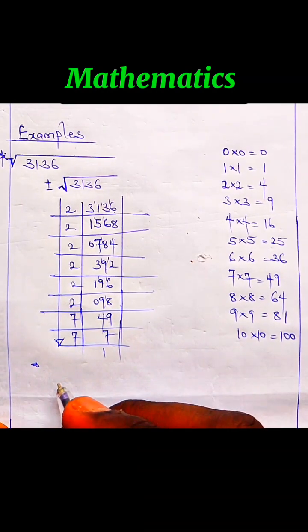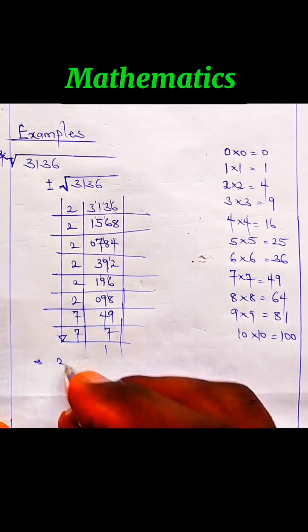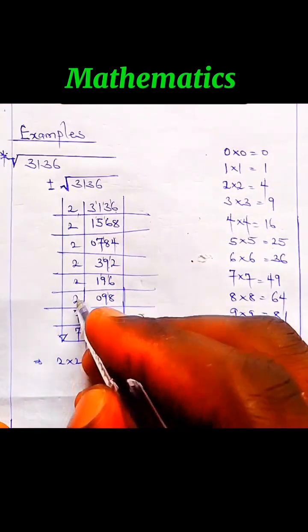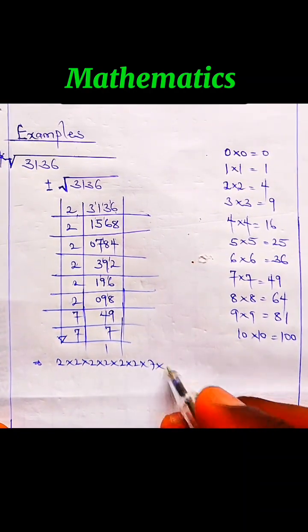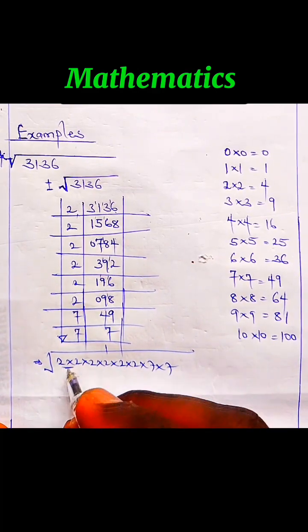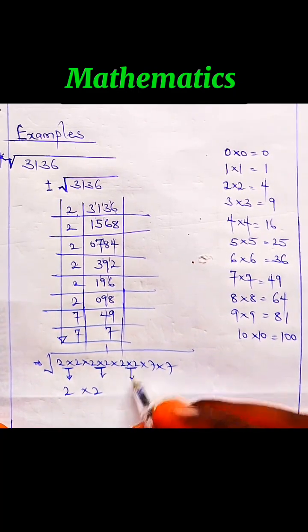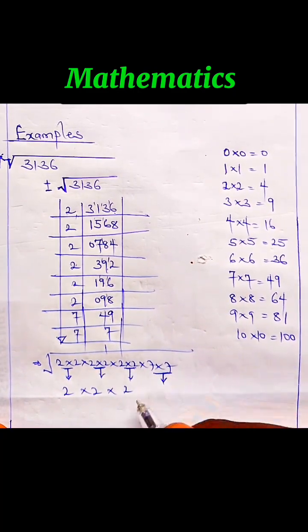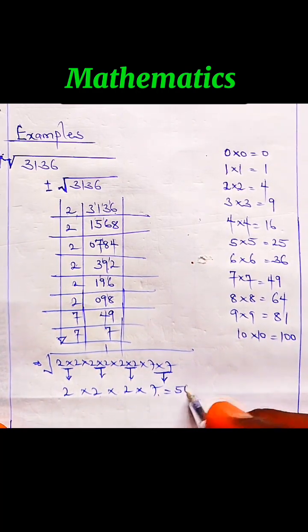When you state them out, you take them in pairs, because when you talk about square root, you're talking about the root of two numbers, that is the square of numbers. So that's going to be 2 times 2 times 2 times 2 times 2 times 2 times 7 times 7. Now the square root of this: we're going to be taking two equal numbers at once, each pair as one square root. So what do we have here? 2 times 2 is 4, 4 times 2 is 8, 8 times 7 is 56.